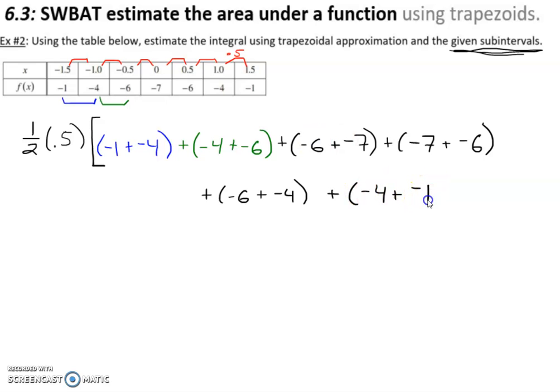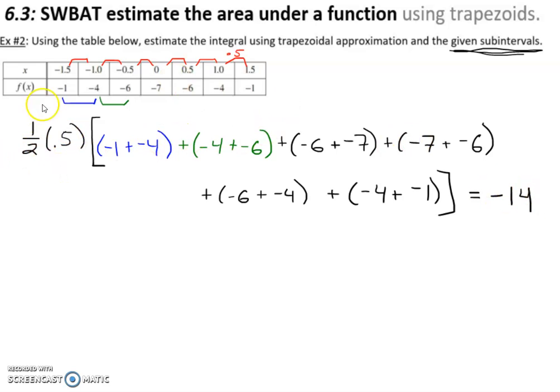Sorry, -4 plus -1. You notice that if I had not factored out the 1/2 and the 0.5, I would have had to write that for every single set of parentheses here, which isn't the worst thing in the world, but I just didn't feel like doing it. So what I'm going to do now is type all this into the calculator and get an answer. When I type all this in, it comes out to -14. So our trapezoid approximation is -14.